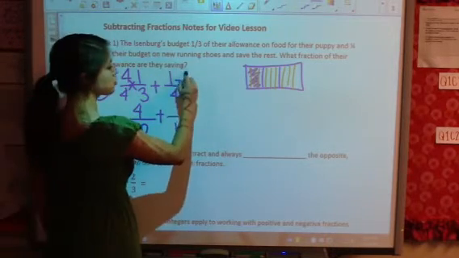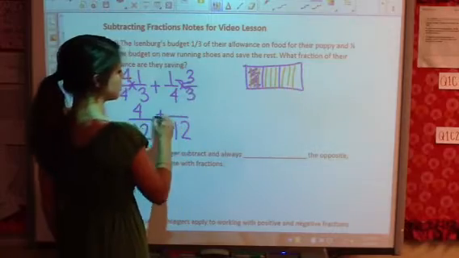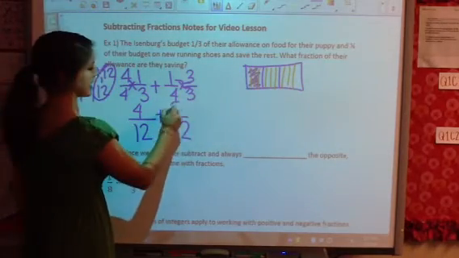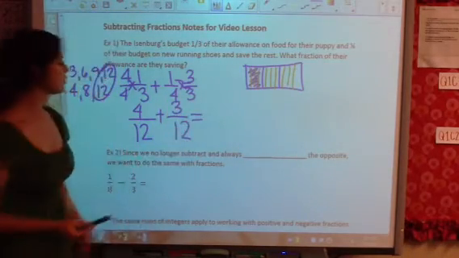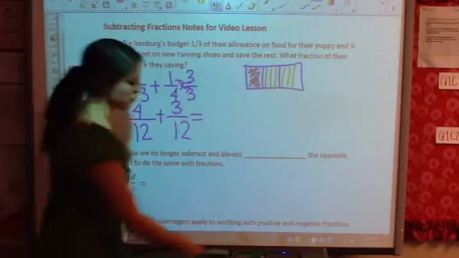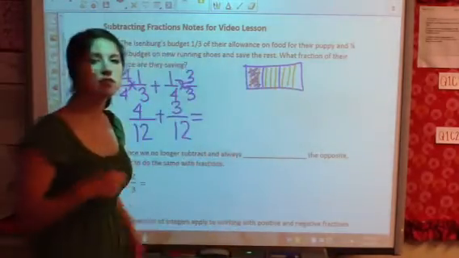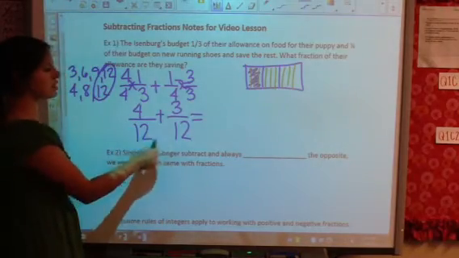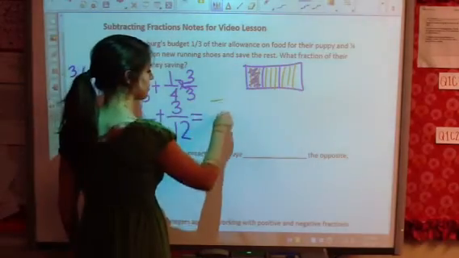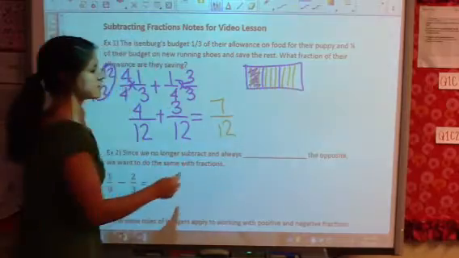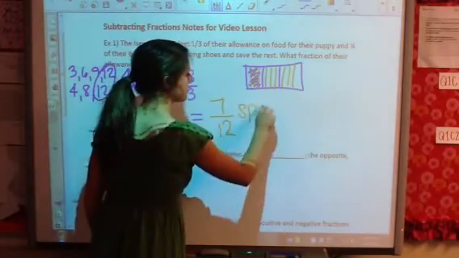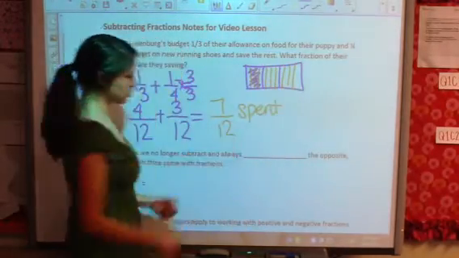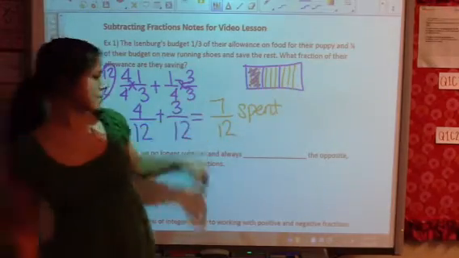Now here I want to triple every 4th cut. So I'm going to multiply by 3 over 3, and I get 3 12ths. So 4 12ths plus 3 12ths. And remember, this is the amount that they're spending of their allowance. So 4 12ths plus 3 12ths gives us 7 12ths spent. Okay? So 6 12ths would have been half. So they're spending a little bit more than half.